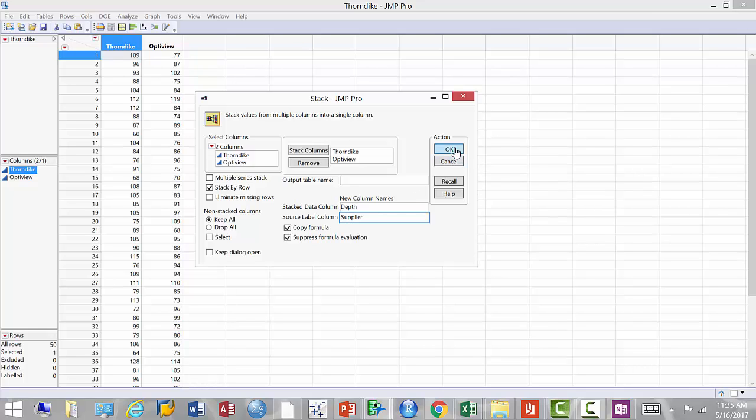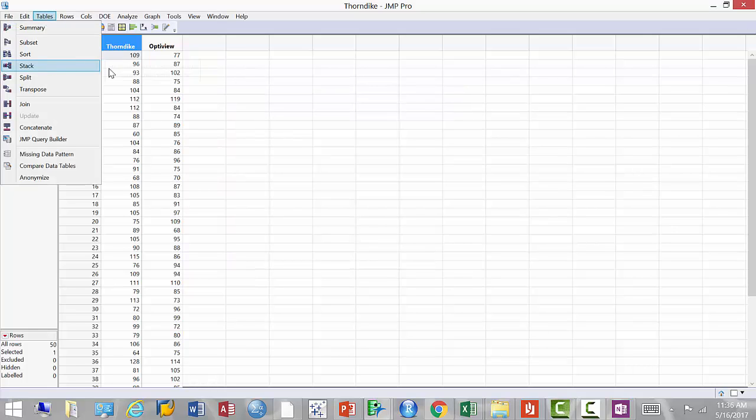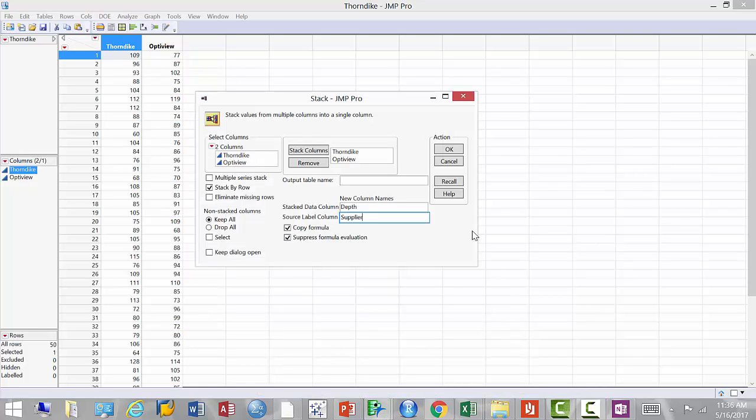When I click OK, it will create actually, Patrick? Where did you get that stack menu? Stack menu, you go to tables and stack, okay? All right. And here it is, right? So it alternates between the two companies. Yeah, it alternates, exactly. You will see that. Yep, in just 1 second.